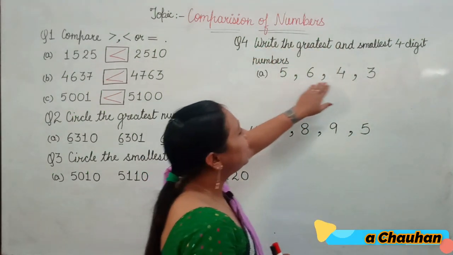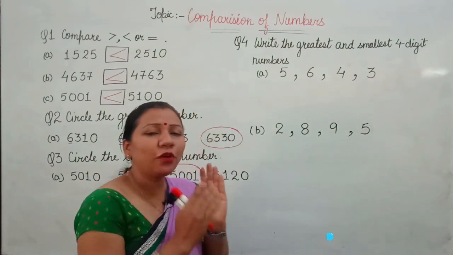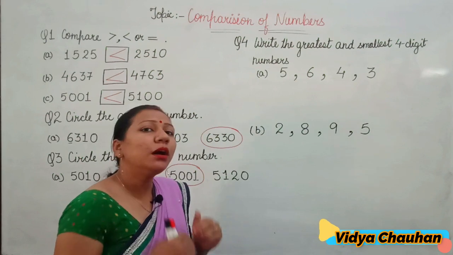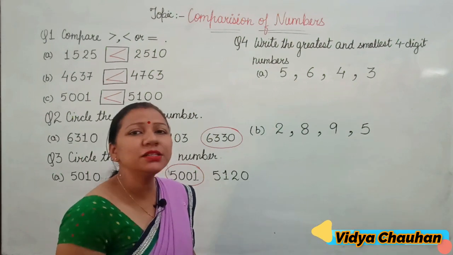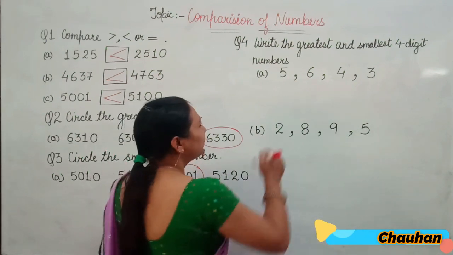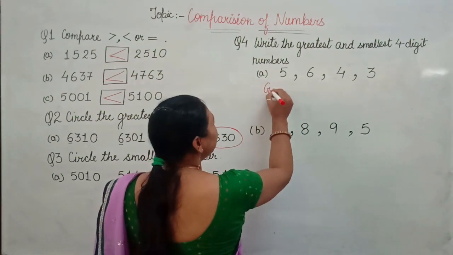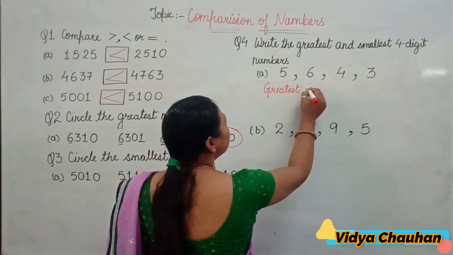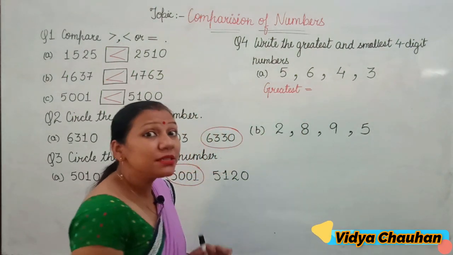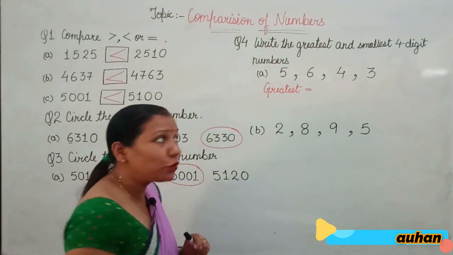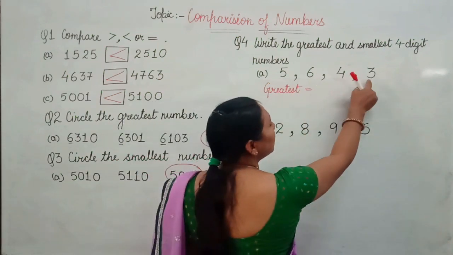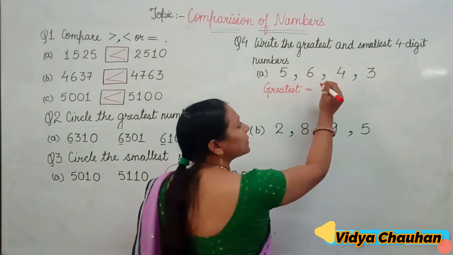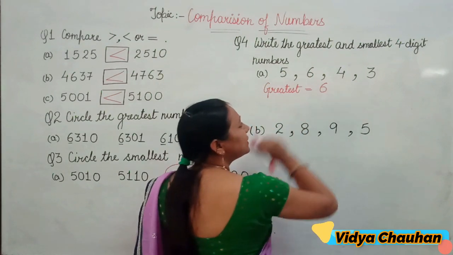Here digits are given to us, and from the given set of digits only you have to form a greatest number and a smallest number. So now how will you do this? Very first, to write the greatest number: the greatest number starts with the greatest digit. So which digit is greatest among these 4, 5, 6, 4, 3? Which is the greatest one? 6. So very first you will write 6.